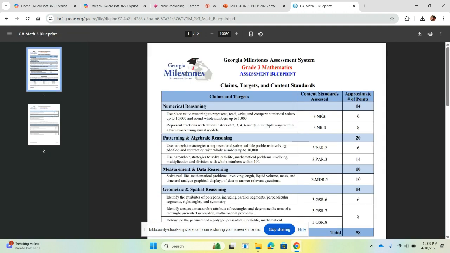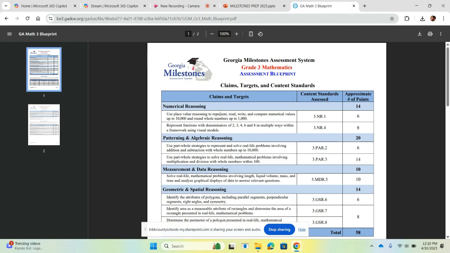So the test blueprint, this is very important information. The first thing you need to realize is that your students, when it comes to mathematics, they're going to be tested in different domains. A domain is a particular area of mathematics. So we're going to look at our domains. Our domains are going to be highlighted in that dark black. So claims and targets. So the first one is going to be numerical reasoning.